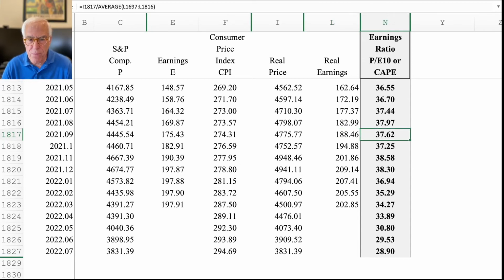Then what his CAPE ratio is, it's the ratio of the current real level of the index. That's column I, and if you can see column I up here in the average bar and the formula bar, divided by the average of the last 120 months of real monthly earnings, or 10 years. And that happened to be in September of 21, 37.62, and the most recent, as shown on the previous graph, is 28.90. I know that's a lot.